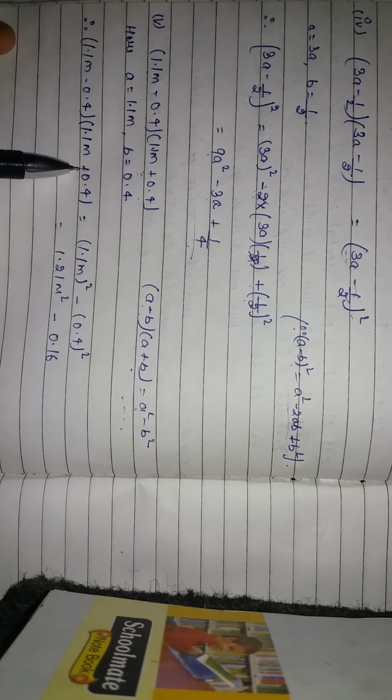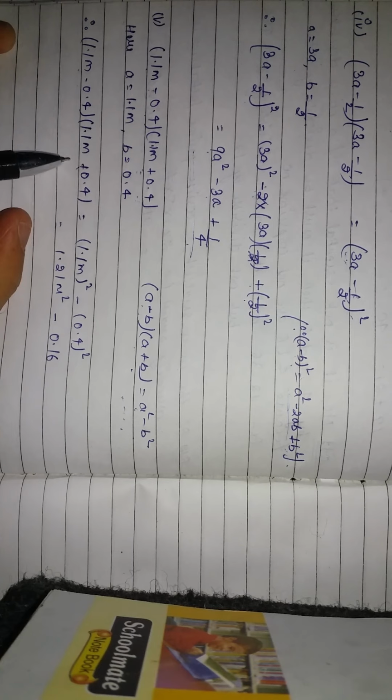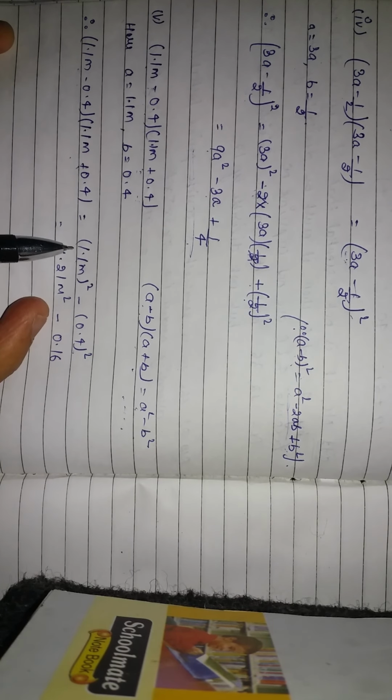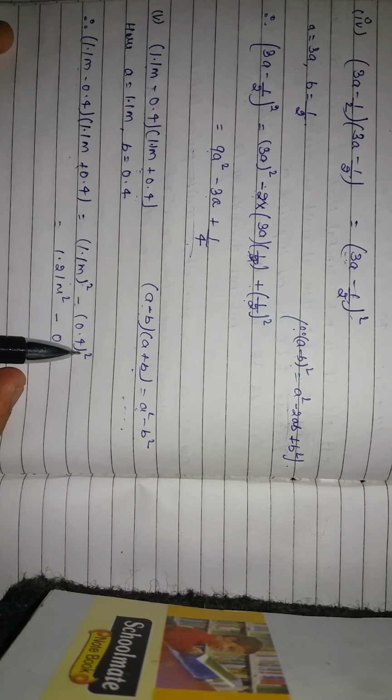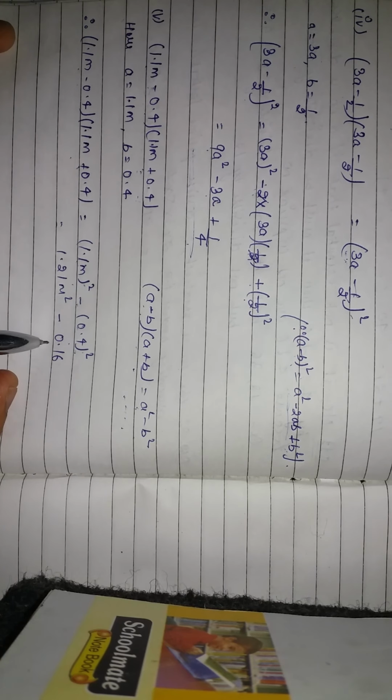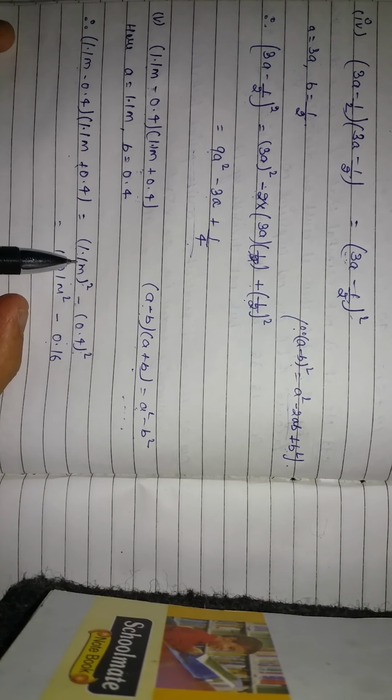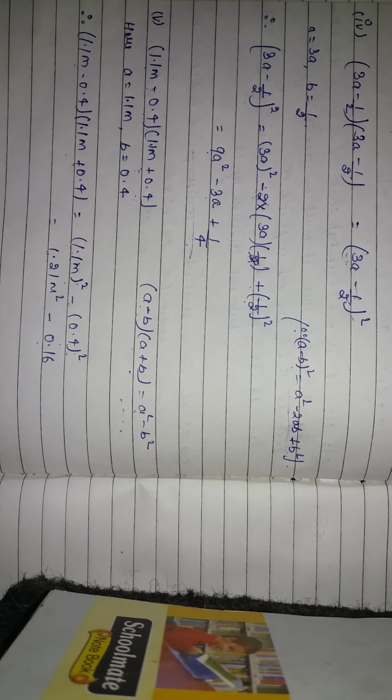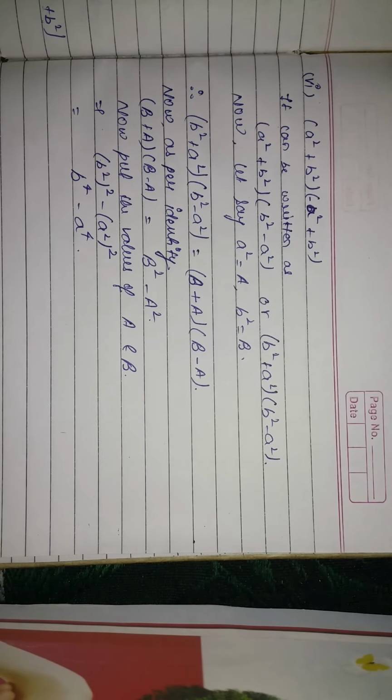So here (a minus b)(a plus b) is equal to a square minus b square. So (1.1m) square minus (0.4) square. 0.4 square is 0.16 and (1.1m) whole square is 1.21m square. One more part, that is the sixth part of the question, I will do.